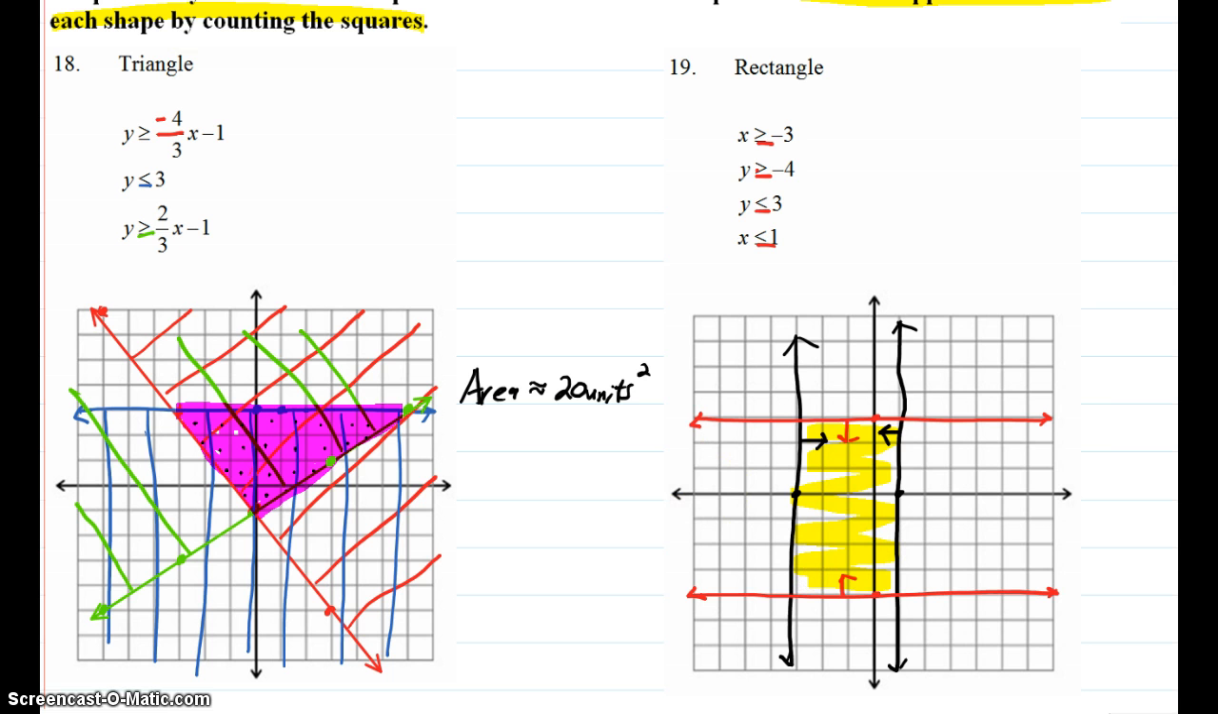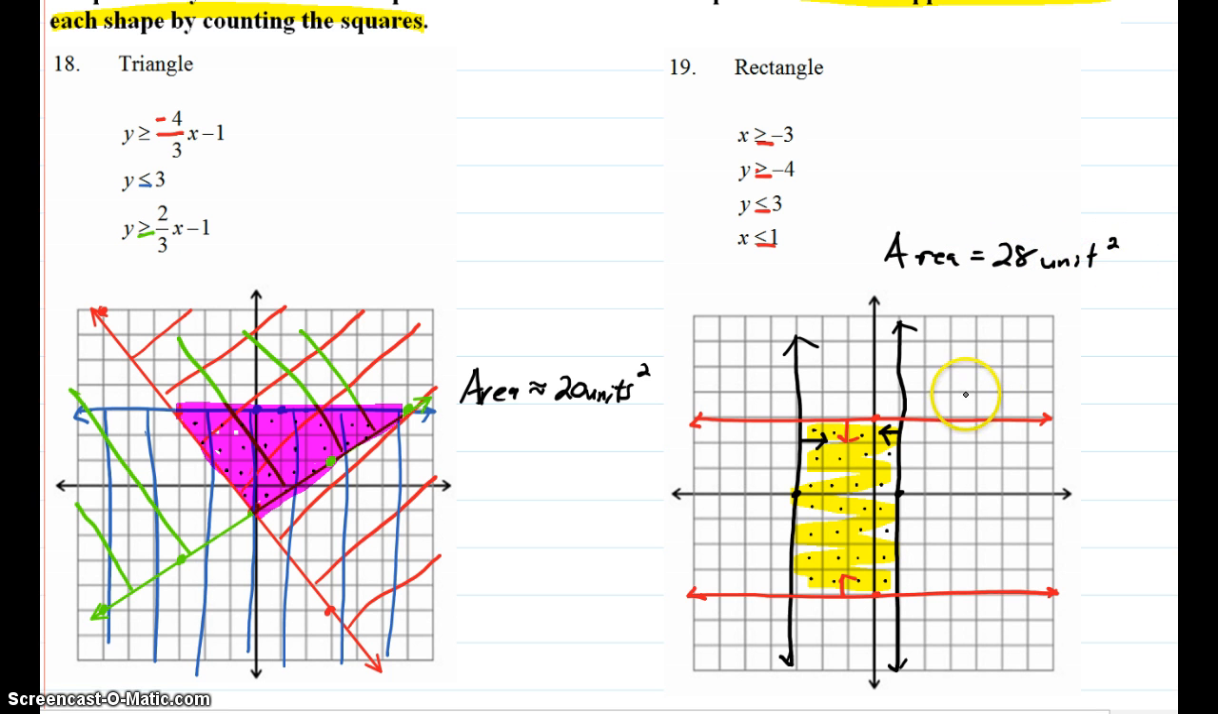And now, since this is a rectangle, we're not going to have any partial boxes, so all we need to do is count. 1, 2, 3, 4, 5, 6, 7, 8, 9, 10, 11, 12, 13, 14, 15, 16, 17, 18, 19, 20, 21, 22, 23, 24, 25, 26, 27, 28. So the area here is equal to 28 square units.